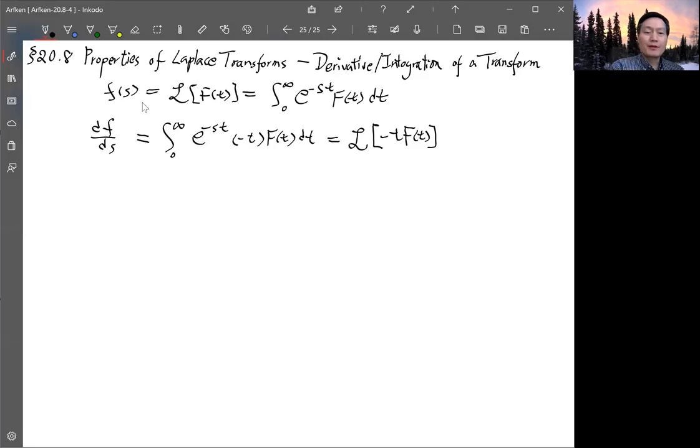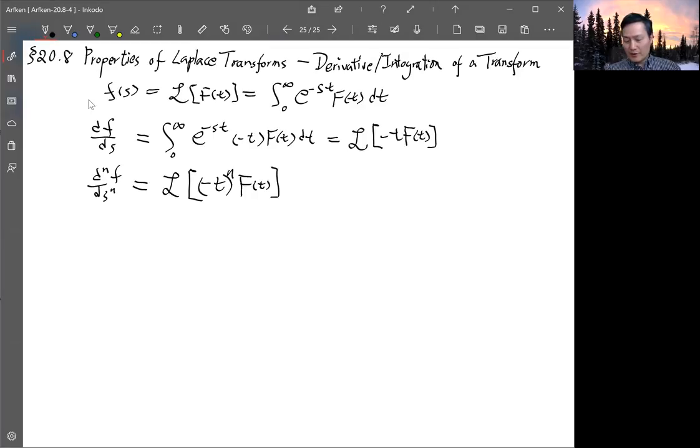And in the same manner, if you take n derivatives, then obviously, generalizing this result, you get minus t to the power n times F(t). So if we have a function capital F with Laplace transform little f, and you multiply by t to a certain power n, then the Laplace transform of that is just taking the n-th derivative of the original Laplace transform, with, of course, the minus sign to the power n. Okay, so that's kind of straightforward.